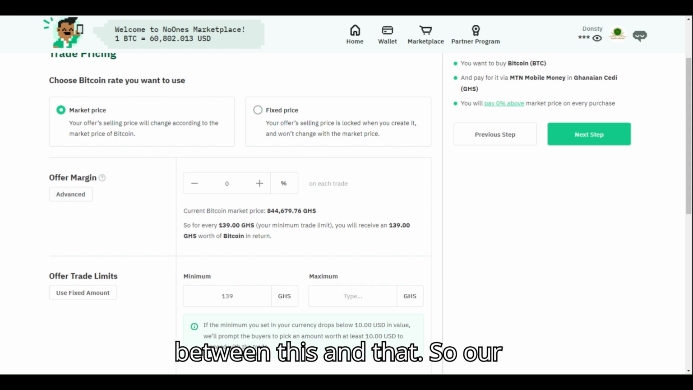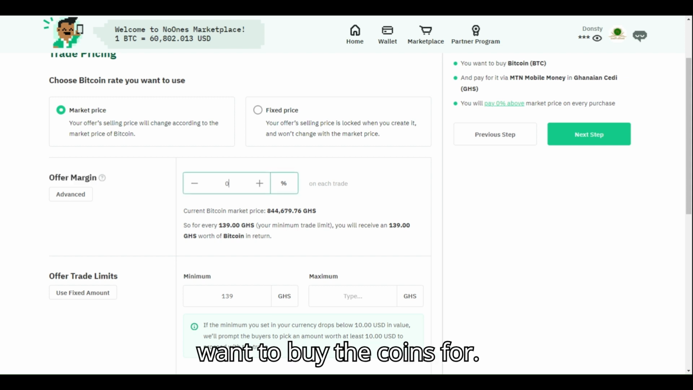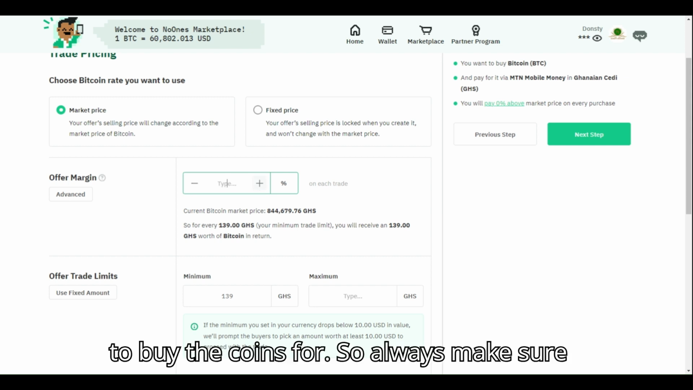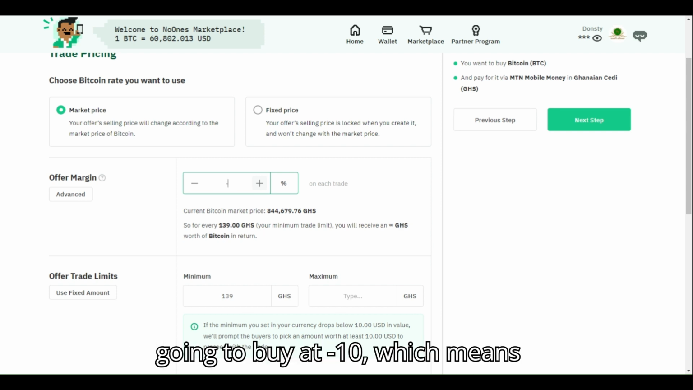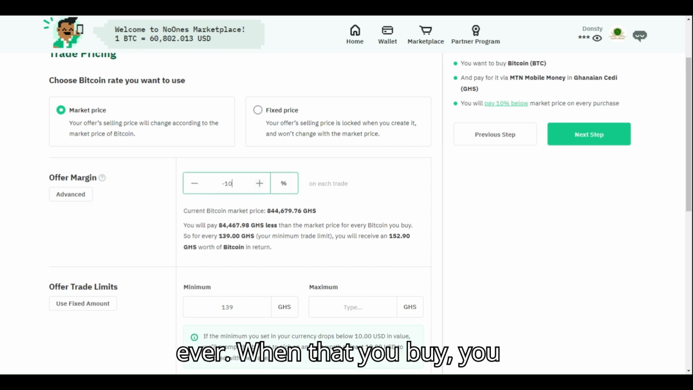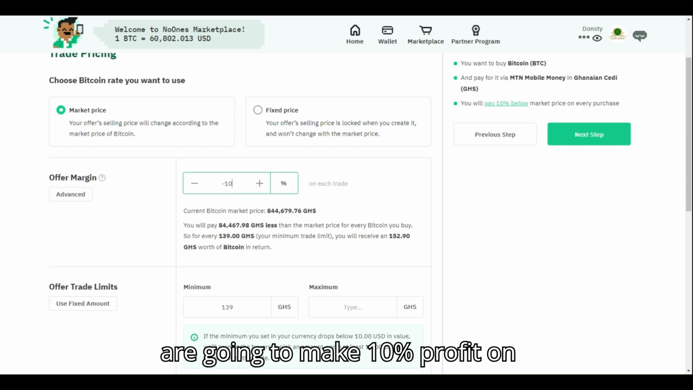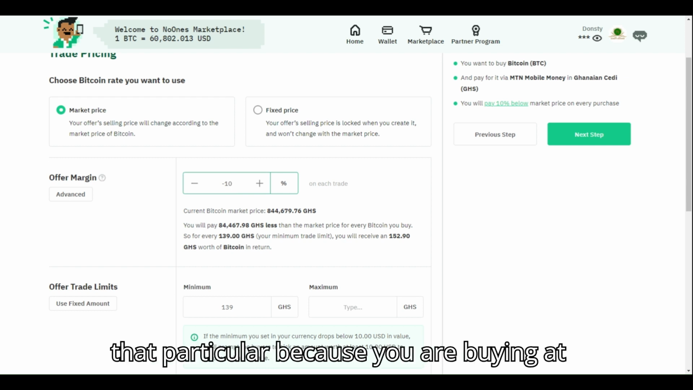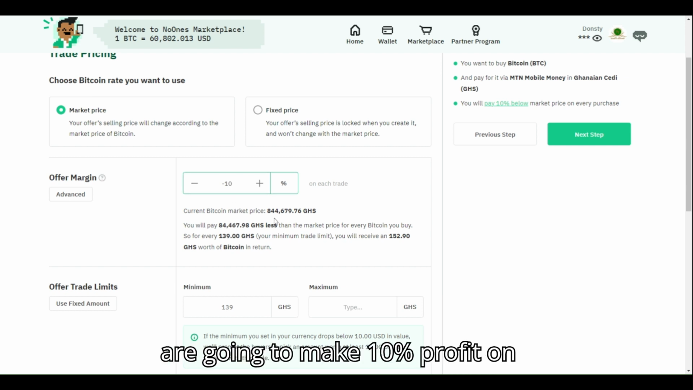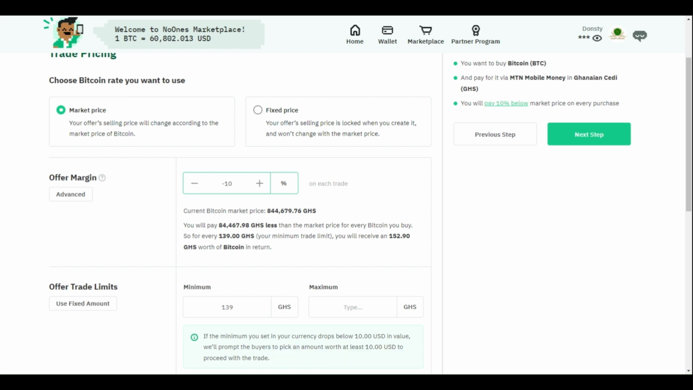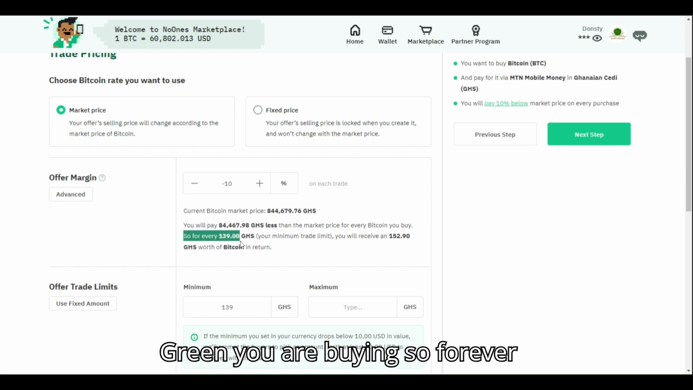So our offer margin, the margin at which you want to buy the coins for. Always make sure you buy at a lower rate than you sell at a higher rate. So we are saying we are going to buy at -10, which means every coin that you buy, you are going to make 10% profit on that particular coin, because you are buying at -10.